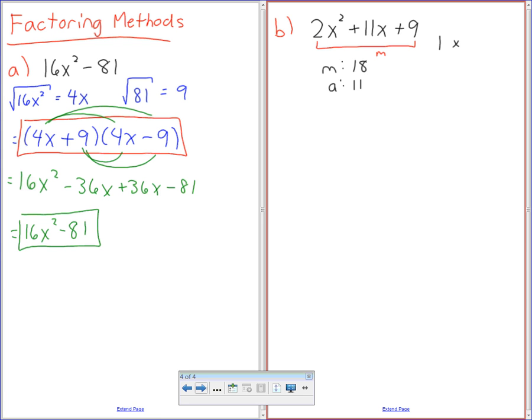Here, so 1 times 18, 2 times 9, 3 times 6, is that it? Those are my only option, I think. Which one of those two, Karina, please? 2 times 9, good. Okay, so these are going to be the two numbers, 2 times 9.